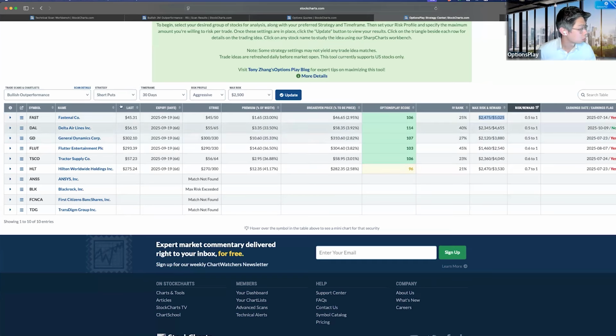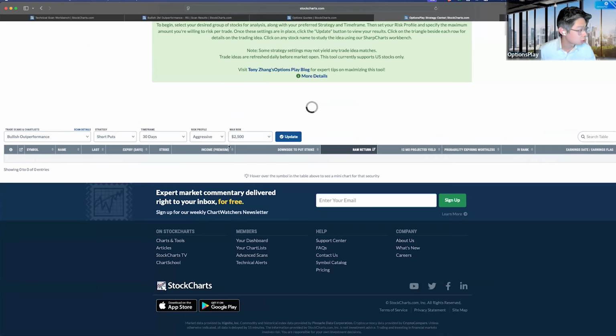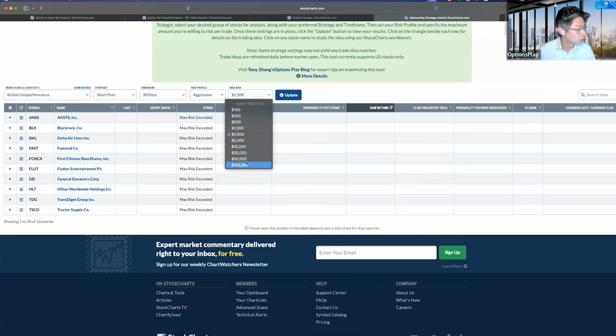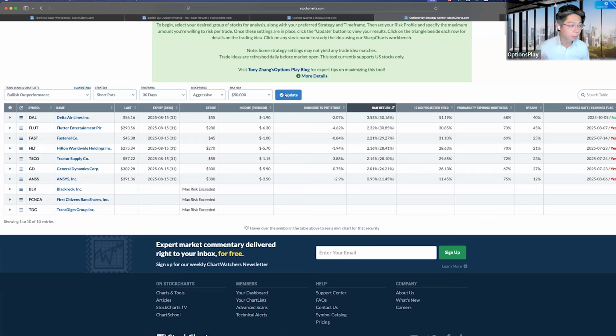So a question about short puts, which is a cash secured put. Now, the thing about a cash secured put is you're going to have to expand your max risk, right? Because a cash secured put is equivalent to buying 100 shares. So for example, you would have to expand your max risk a lot of times to see the cash secured put. Overall, that is what the OptionsPlay add-on gives you here at Stockcharts.com.